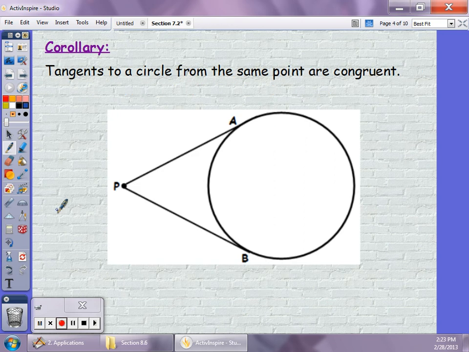Tangents to a circle from the same point are congruent. So here we have a circle and we have tangent line AP and tangent line BP. Because AP and BP share the same point P, the distance from A to P is going to be the same distance from B to P.